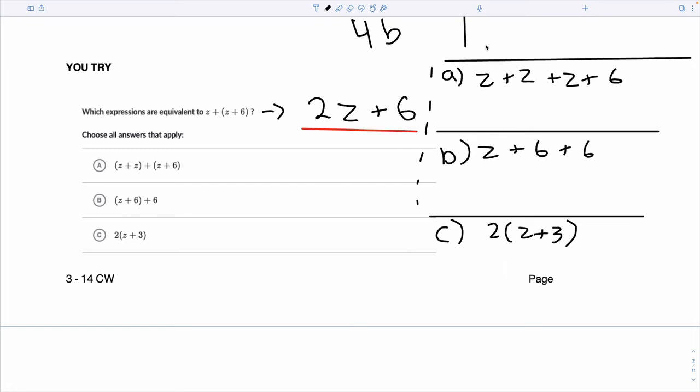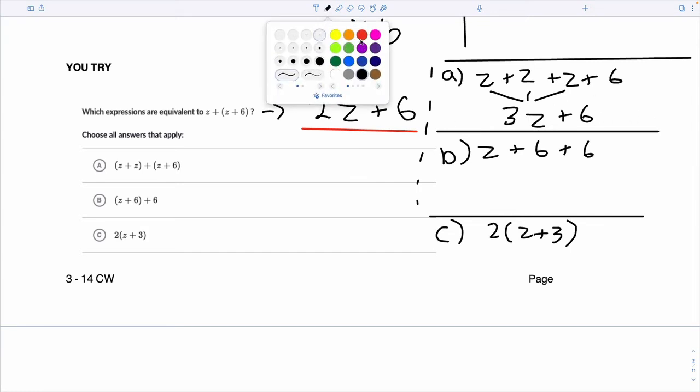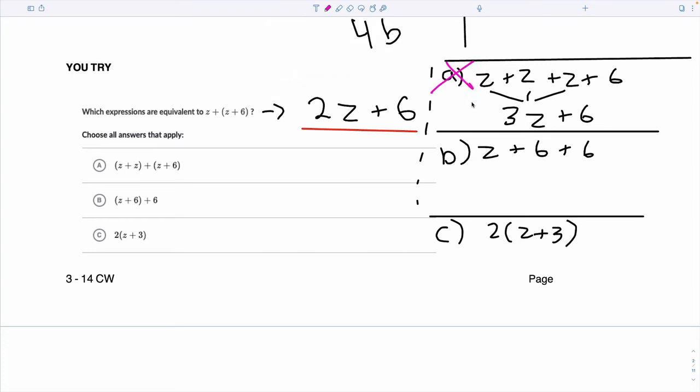If you started with A and thought that was your answer, you're really close. If we go on a scavenger hunt and we enter into the room that is A, this z plus z plus z becomes 3 z's. The 6 stays the same. This is almost the answer, but it's got to be exact. So it cannot be A. Cross out A. It can't be A. It's really close, but these z's all add up and they make 3.